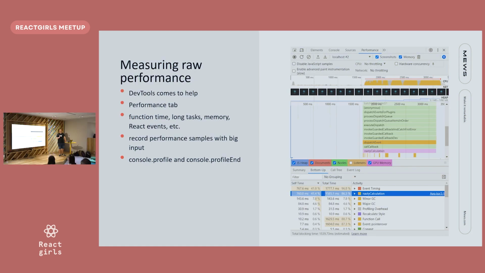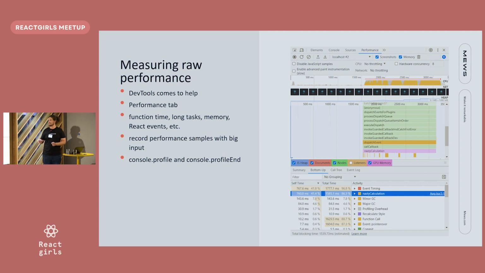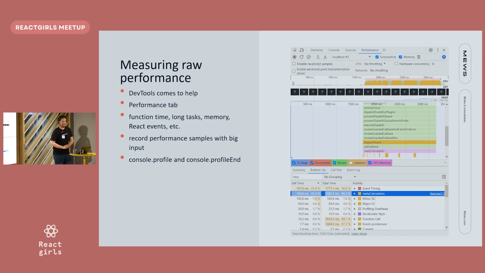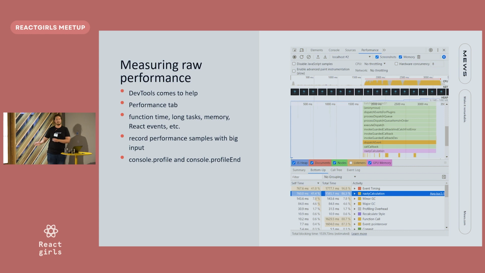The simplest thing we can do is to measure the raw performance of your functions. It's pretty easy. You just open the Chrome DevTools, go to the Performance tab, prepare your screens, hit record, do some stuff, ideally on some big input, stop the recording, and evaluate. In an ideal scenario, you will see something like a nested calculation there, and it will be the function which needs to be fixed. Easy peasy.